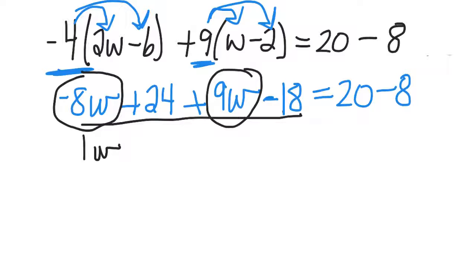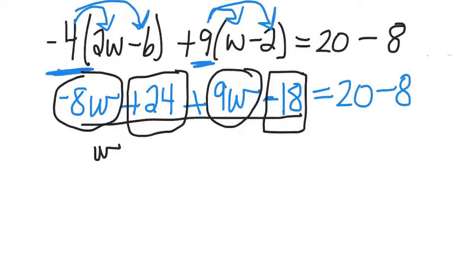And in fact, most people don't even write this 1 here. They just write w, because there has to be a 1w there for there to be a w there, right? All right, so the next like terms that I'm looking at are positive 24 and negative 18. So because this is positive 24 and negative 18, it just becomes the problem 24 minus 18. So 24 minus 18 is 6. So it's a positive 6. So I'm just going to put w plus 6 here.